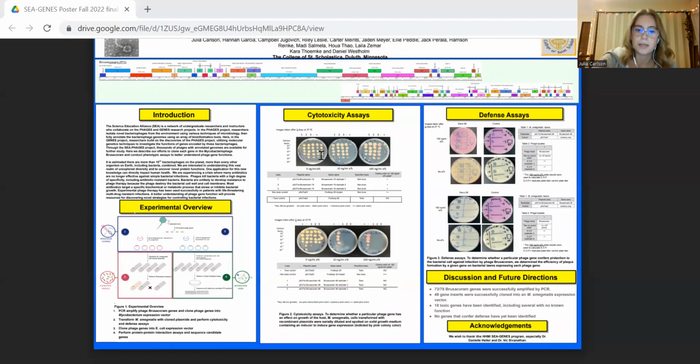And at the top of this panel here, moving from left to right, we can see the plates with the no ATC, the 10 ATC, and the 100 ATC. And you can also see the sequential serial dilutions going from top to bottom here.